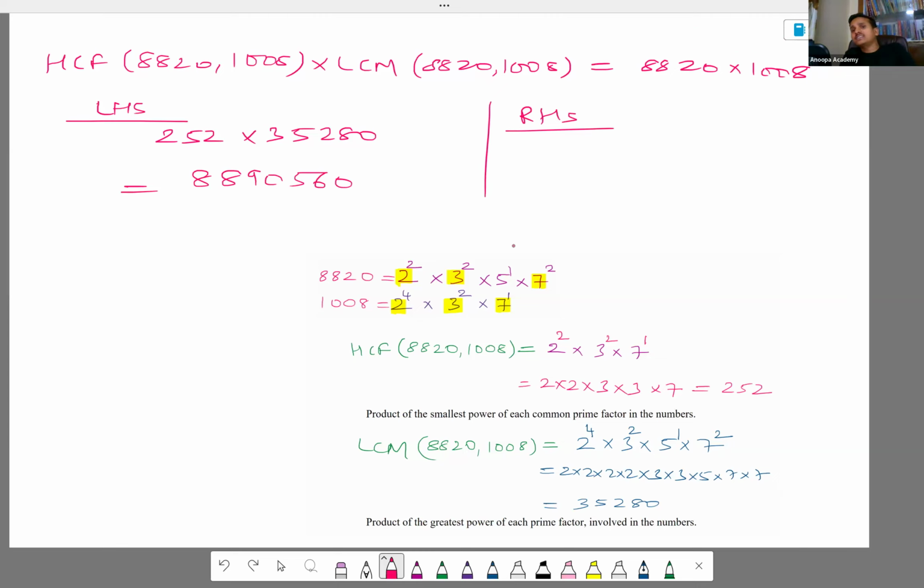Yes, thank you. See, RHS is this one. If you multiply this one, again you'll get 8890560. So always remember, if you have two numbers, if you find the HCF and LCM and multiply, that will be equal to the product of the two numbers. Yes or no, everyone?